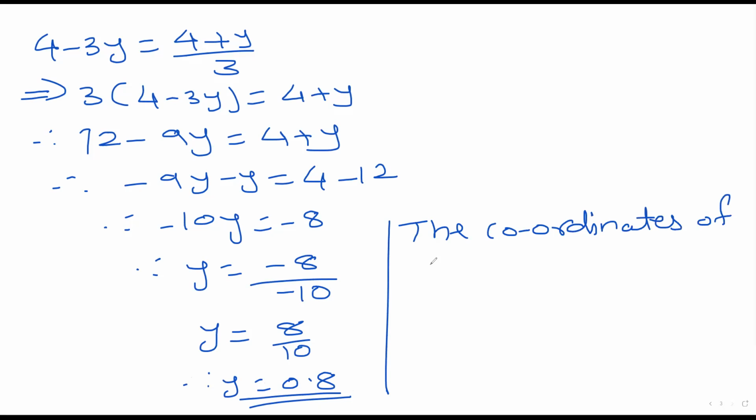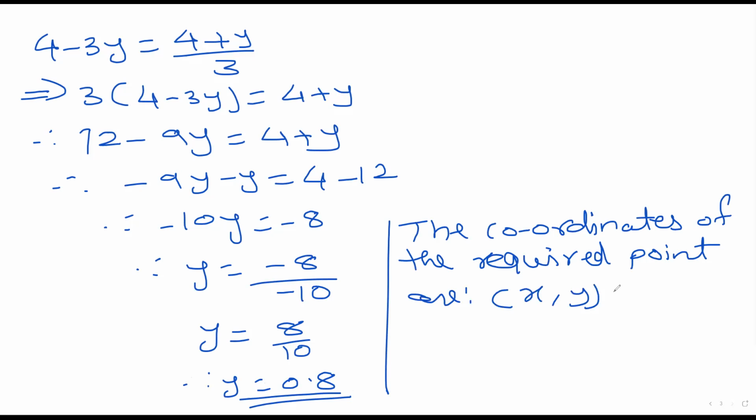Coordinates of the required point are x comma y, that is what, 1 comma 0.8. Don't forget to write the coordinates, that is important.